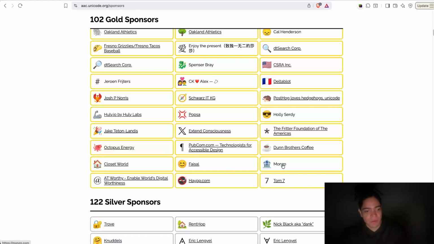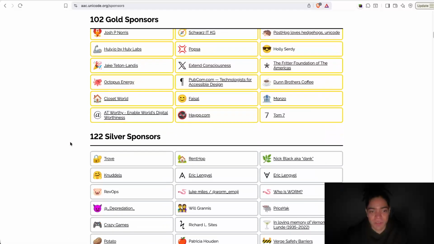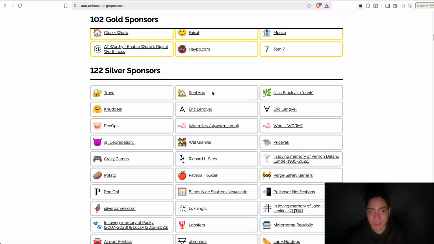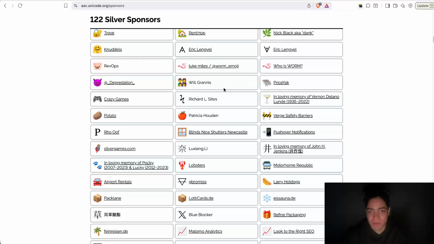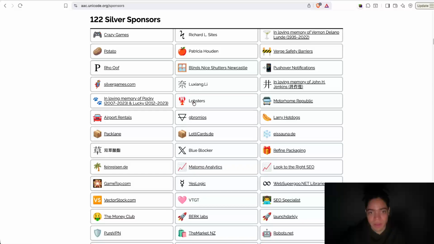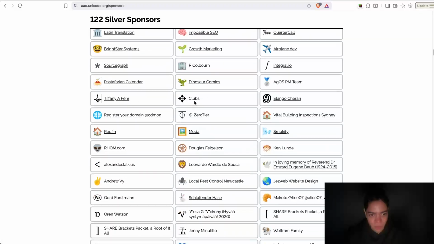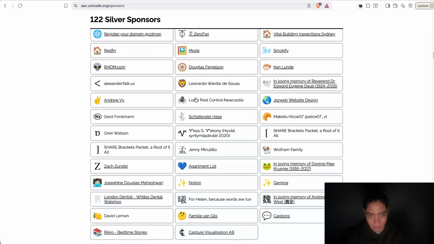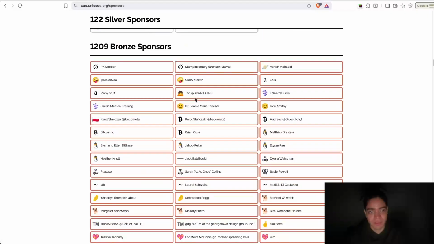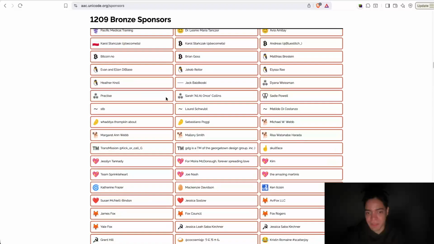Even Monzo, Happy.com, Adworthy, Tom7. This is the gold sponsor, and then you have the silver sponsors: True Friend, RentHub, RevOps, Potato, Will Grannis, Lobsters. And well, you get the idea, right? And Bronze sponsors here: Piggy Glow, and they don't actually put any comment here.